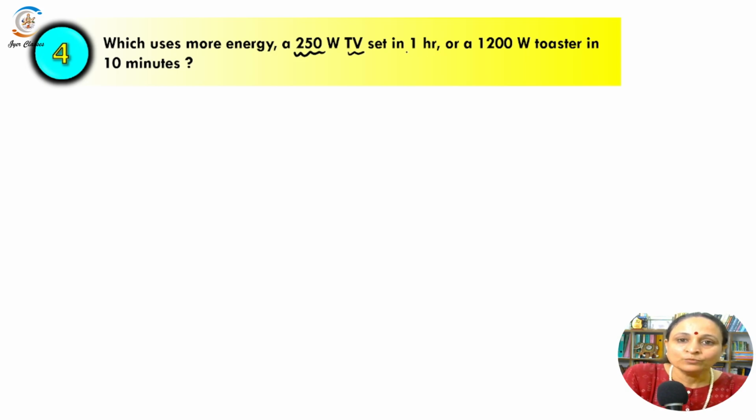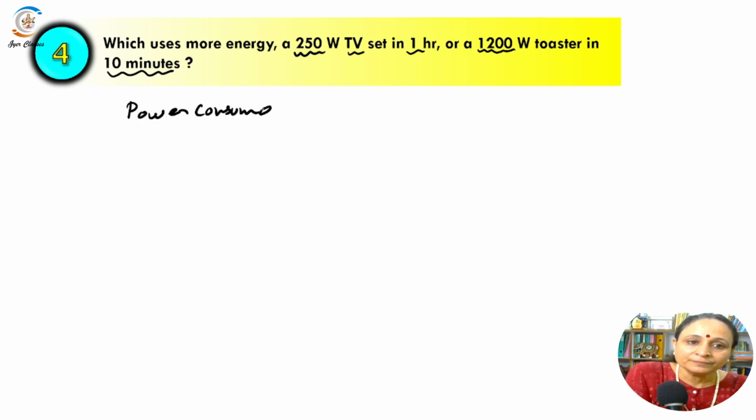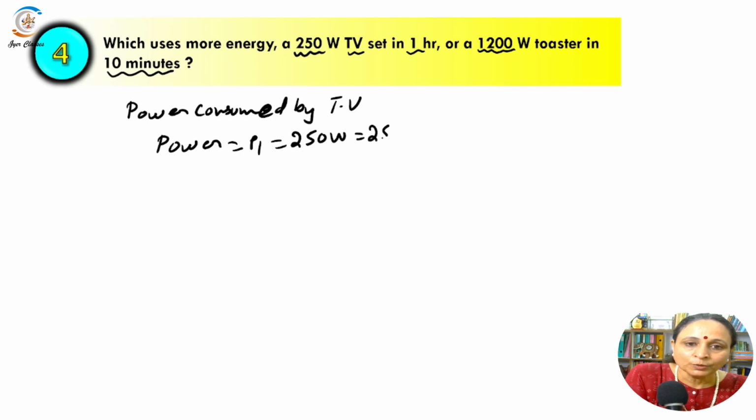250 watts TV set in 1 hour or 1200 watt toaster in 10 minutes? So, we will have to find out power consumed by TV. So, what is the power? I know it is P1, which is equal to 250 watt. That is equal to 250 divided by 1000, that is equal to 1 by 4 kilowatt. And what about the time? Time is T1 and that is 1 hour.